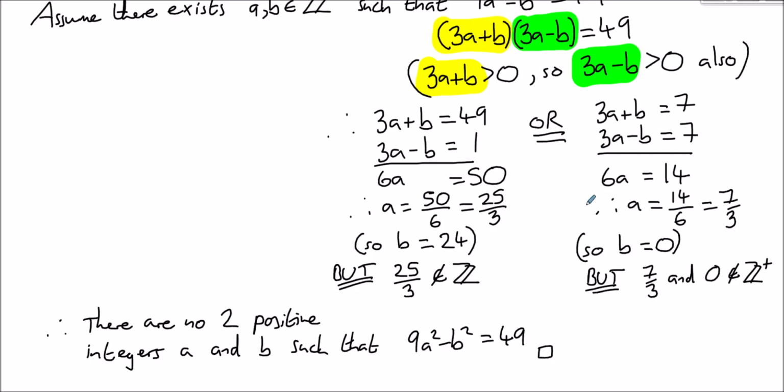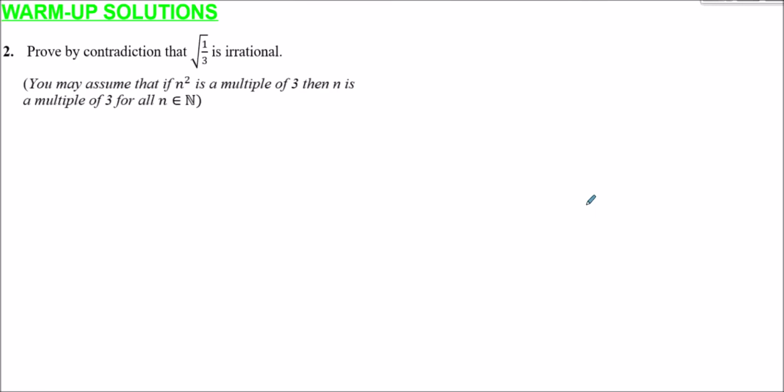Let's have a look now at warm-up question 2. We're now told again to prove by contradiction that the square root of 1/3 is irrational. And we're told here that we might be able to assume that if n squared is a multiple of 3, then n is a multiple of 3 too. So we don't need to prove that within this proof. We can assume that if n is a natural number.